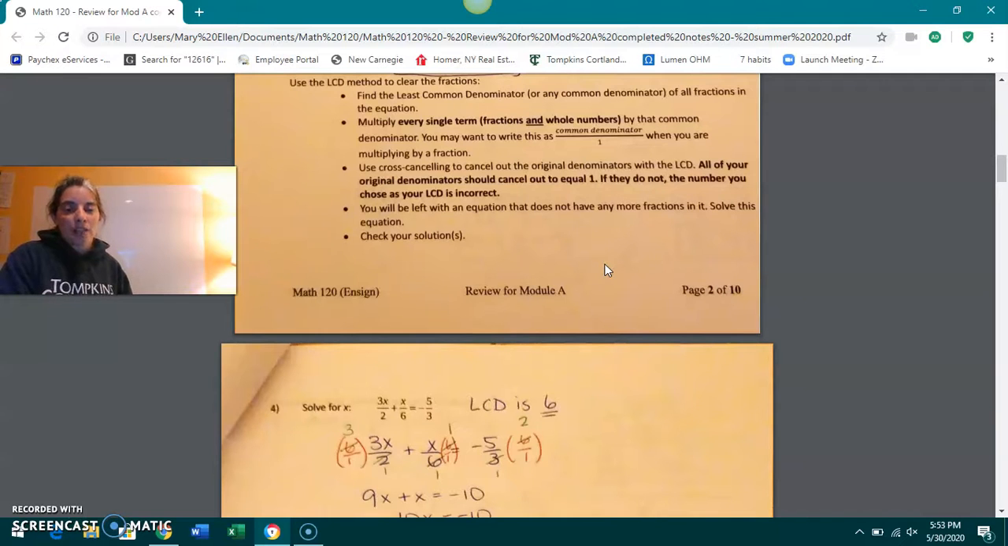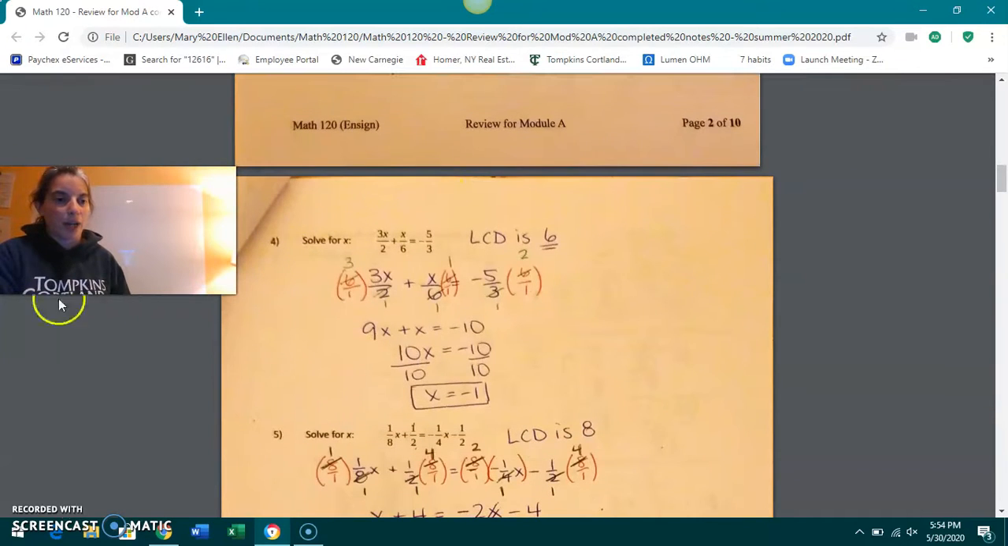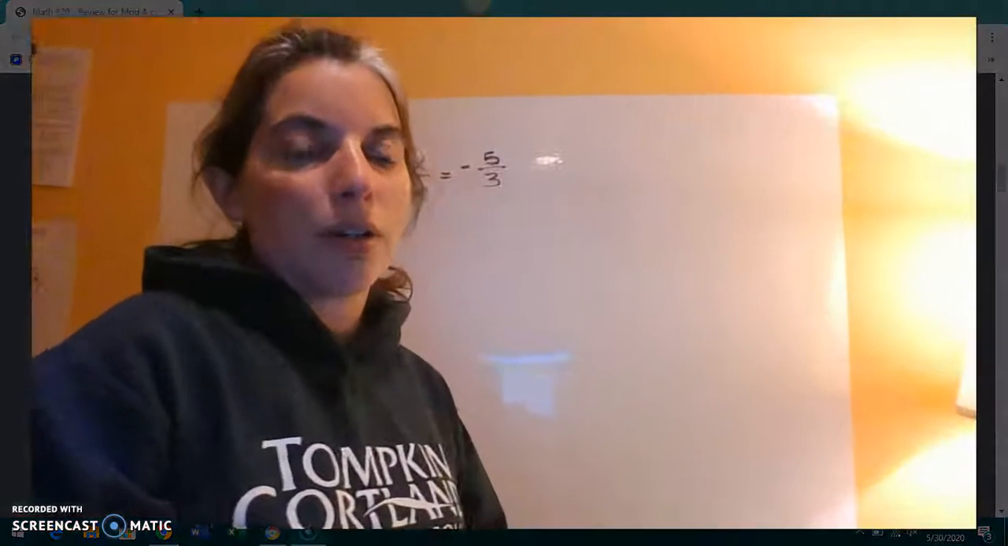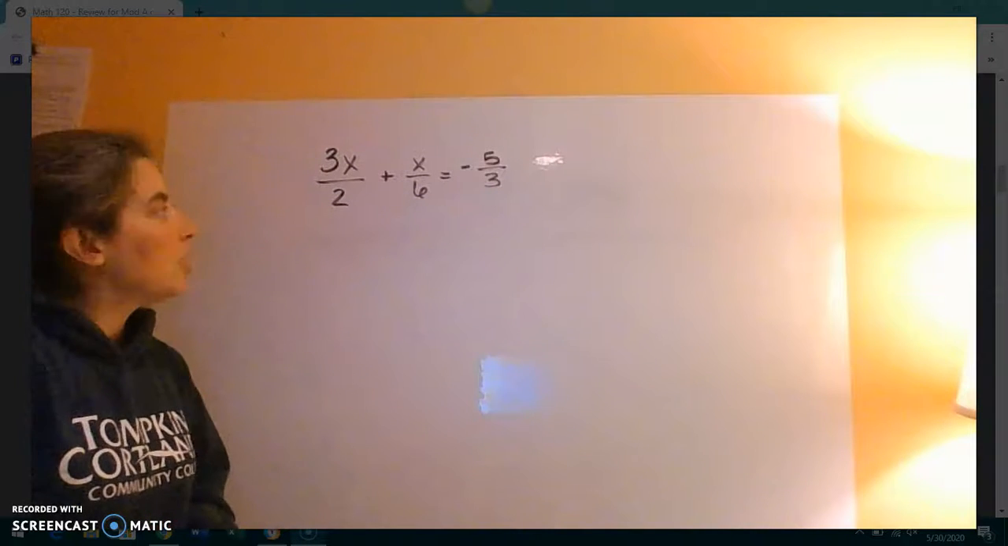I wanted to look at some of these that use the LCD method, because depending on what course you were in before, you may not have had a ton of experience with it. So I will let you read through this again on your own, but let's just go through it with this example. So I am actually going to switch to just have the whiteboard after I write down this problem for myself. So we're going to have 3x over 2 plus x over 6 equals -5/3.